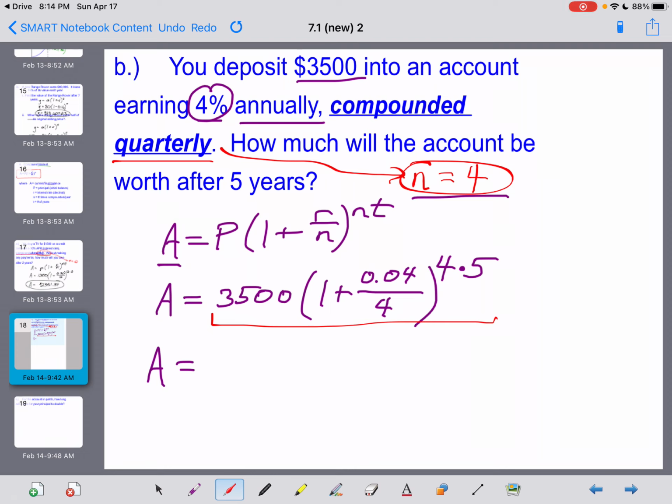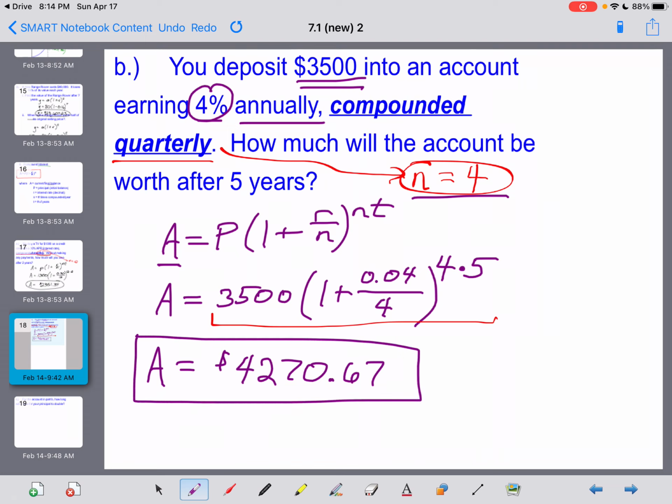4 times 5. And if you wanted to just put 20 in for the exponent, that would probably make your life a little bit easier. But doing all that, I ended up with a final account balance here. Hopefully you got the same thing, of $4,270. And with money problems, we're always going to round to the nearest hundredth because that's cents. 67 cents there is what we have. So not too bad. Our $3,500 investment, if we just left it alone for 5 years, got up to $4,270.67. So not too bad of a growth on that one.